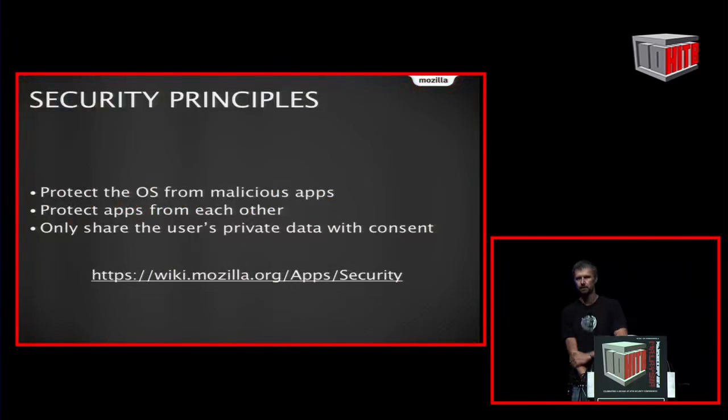Something we started with when we were talking about Firefox OS are, what are the principles, right? What are the most important things we want to design into the system from the beginning? And then how do we determine that we actually met our goals? So we said, obviously, we want to protect the OS from malicious apps or compromised apps. We want to protect apps from each other because otherwise developers have to do a whole lot of work. And we only want to share the user's private data with user consent. So the user has to be involved in decisions that impact their data.